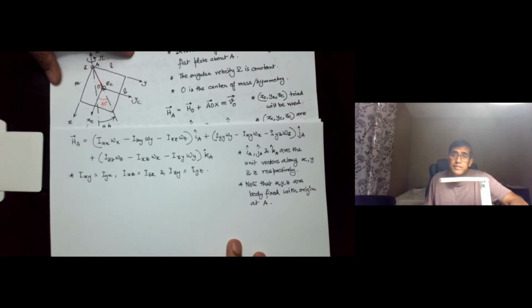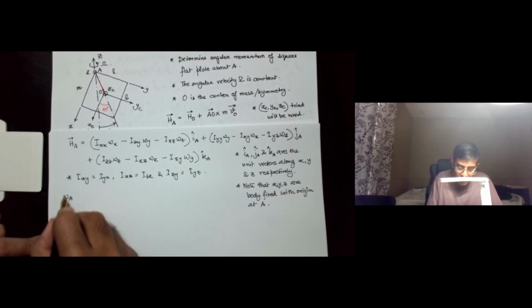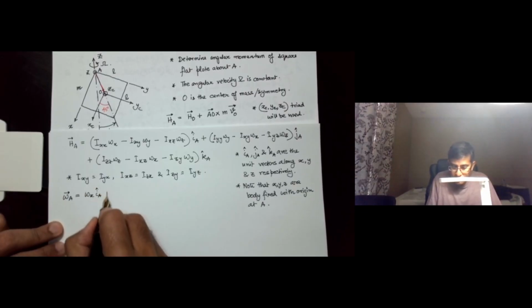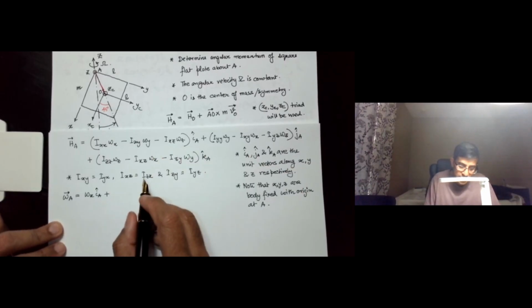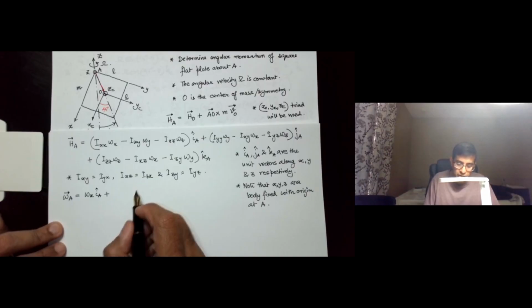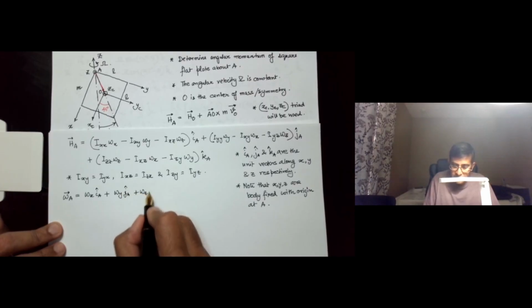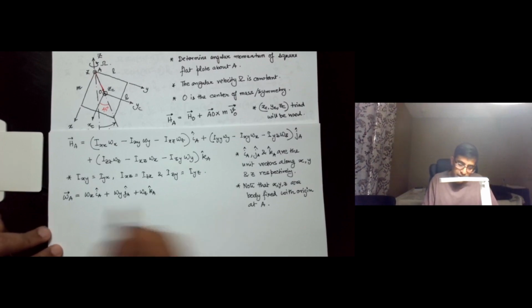Now the angular velocity that we need to use here is going to be omega A. These angular velocities are actually components of the angular velocity about A, omega y j A plus omega z k A, so these are the components along i A, j A and k A.